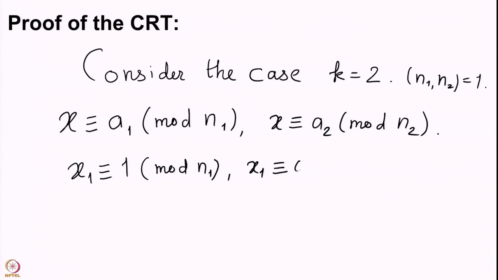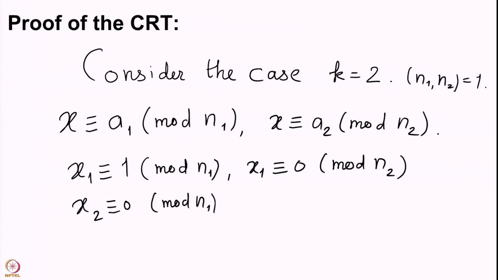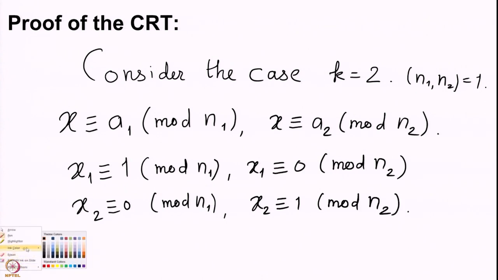So I am asking for a solution for x1 congruent to 1 mod n1 and x1 congruent to 0 mod n2, and another system where I am asking for the solutions to this. So I am looking at two particular cases. These two are particular cases of the above problem.